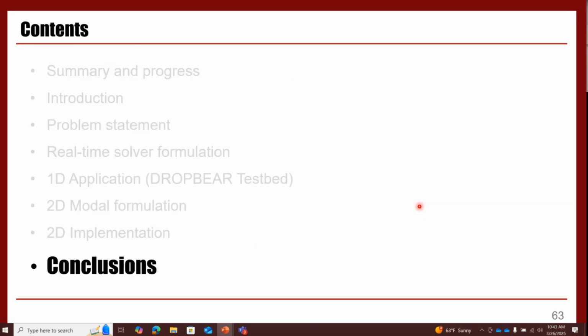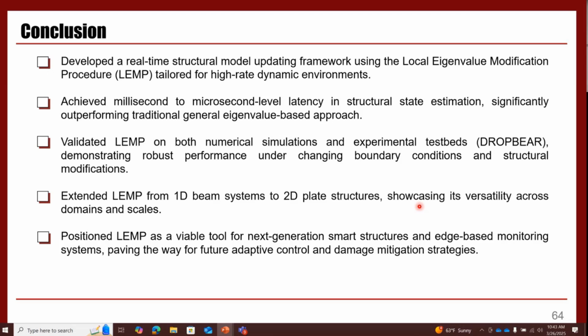So now to the conclusion of the work. From the work that we did, we were able to develop a real-time structural model updating framework using the local eigenvalue modification procedure, tailored for high-rate dynamic environments. We achieved millisecond to microsecond level latency in structural state estimation, which performed way better than the generalized eigenvalue modification procedure. Also, we validated LAMP on both numerical simulations and an experimental testbed, demonstrating robust performance under changing boundary conditions and structural modifications.